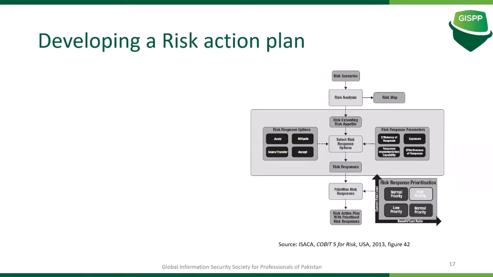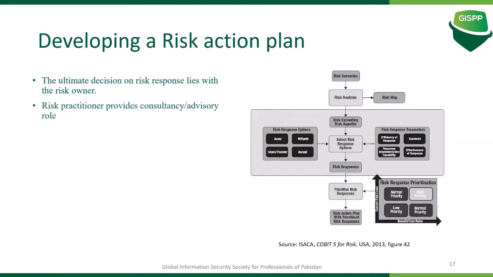That means now we need to develop our risk action plan. When we are developing our risk action plan, remember the ultimate responsibility, the ultimate decision on risk response, lies with the risk owner. This is why in the beginning, in all the domains, especially in risk identification, we were saying we need to identify the asset, identify the risk, and assign an owner. Now, the job of the risk practitioner is just consultancy in an advisory role.